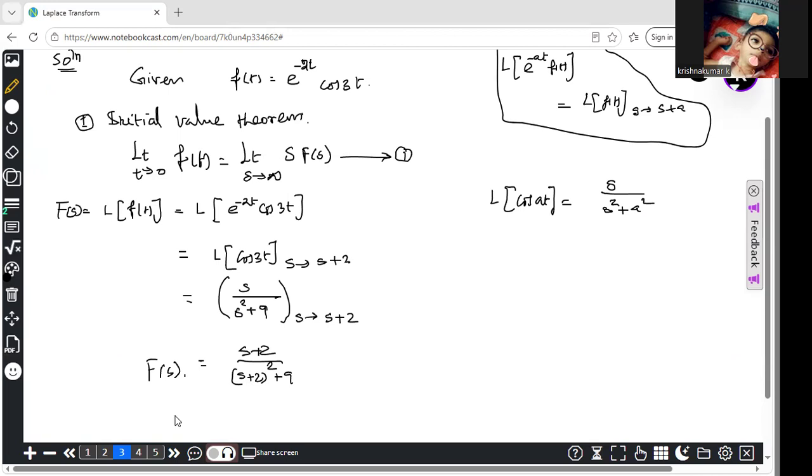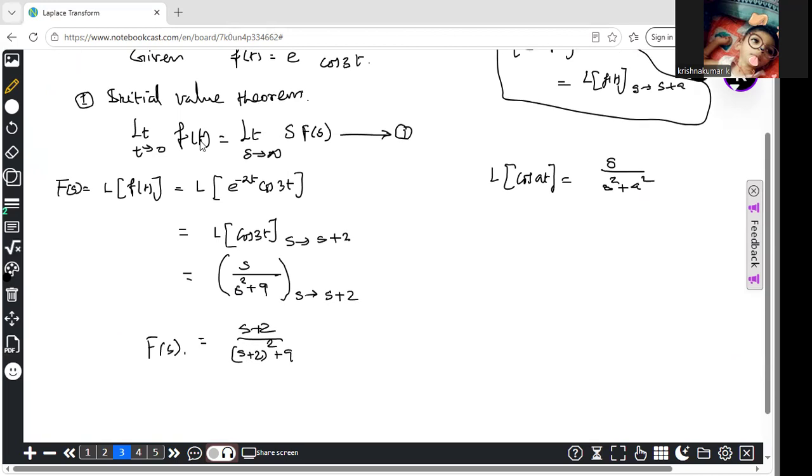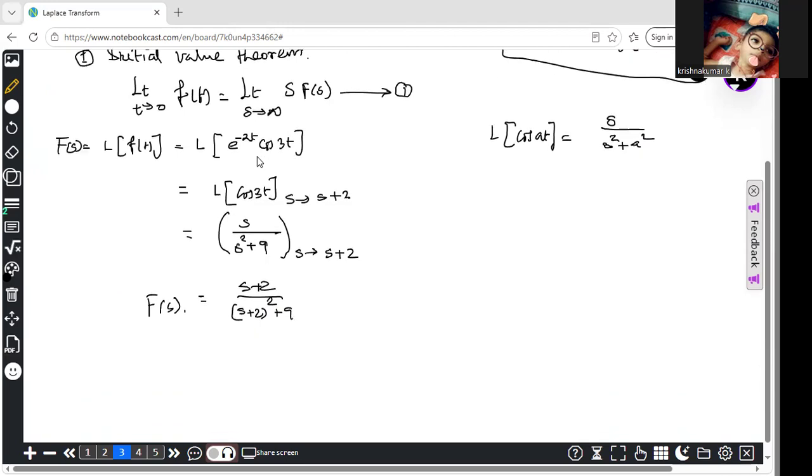Now you go to this result. Verification means you have to find the left hand side value and the right hand side value and check whether these two values are equal or not. If it is equal, then we have verified that result, the initial value theorem. So that is the meaning. First I am going to find the left hand side.